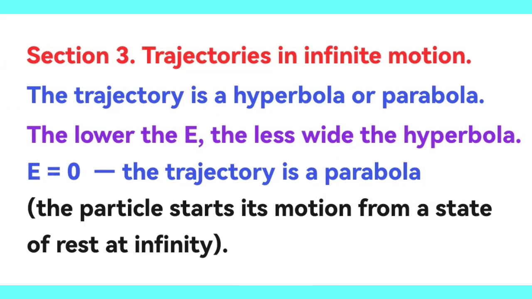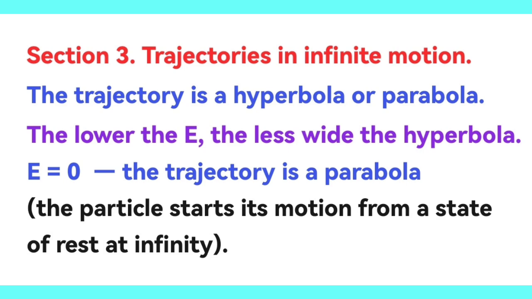Section 3. Trajectories in infinite motion. In infinite motion, i.e. when the total energy of the particle is greater than or equal to zero, the trajectory is a hyperbola or parabola, the focus of which coincides with the center of the field. Thus, the particle, attracted to the center of the field from infinity, goes around the center of the field along a hyperbolic or parabolic trajectory and again goes to infinity.